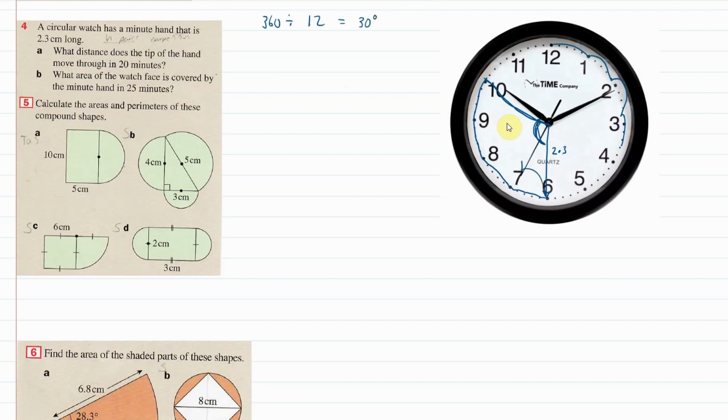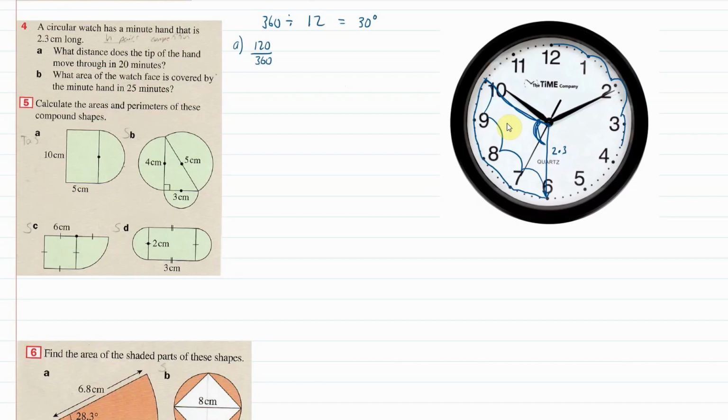So 30, 60, 90, which you kind of know, right? 15 minutes is a quarter. 90 degrees is a quarter. And then another 30 is 120. So in 20 minutes, we have done 120 out of 360ths of the circle.